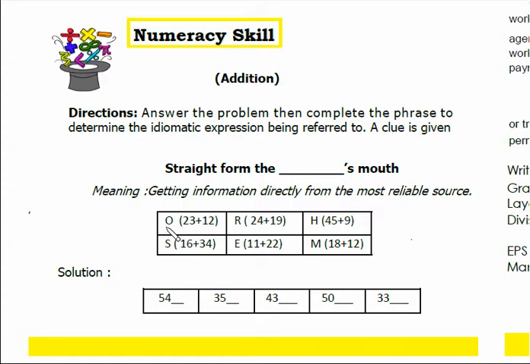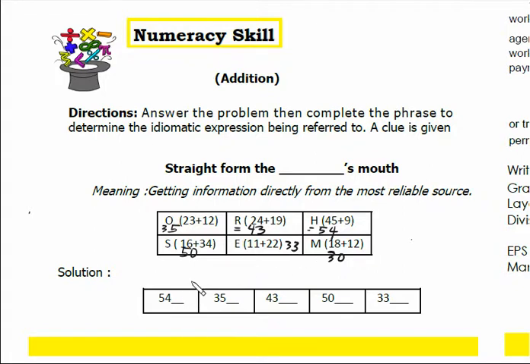23 plus 12. Well, it's pretty easy, 35. Then 16 plus 34. This is 50. Then this is 43. Then this is 54. This is 30. And this is 33.